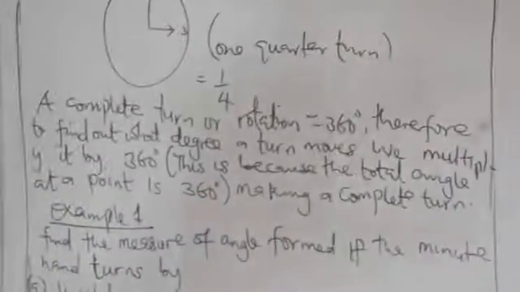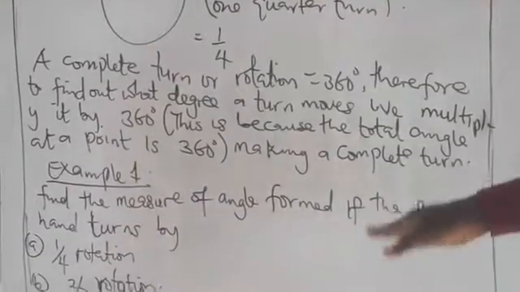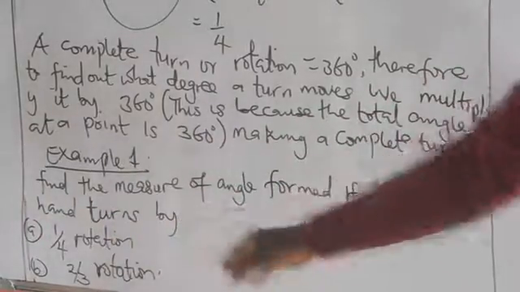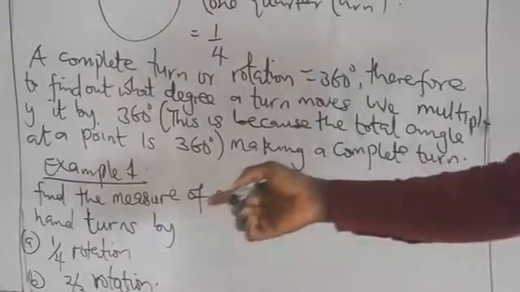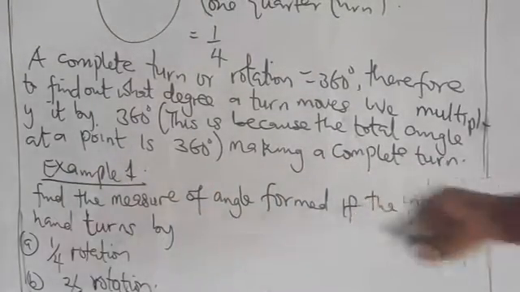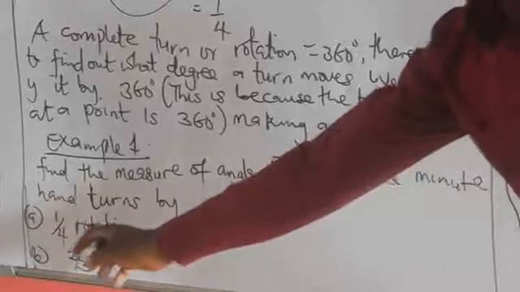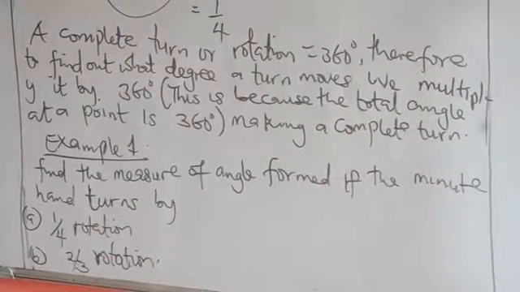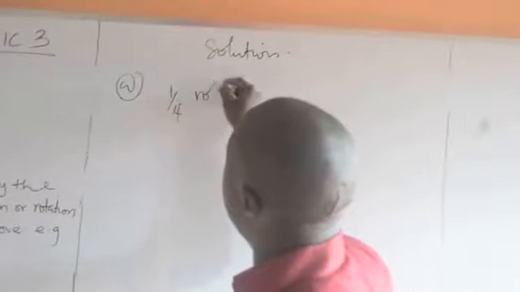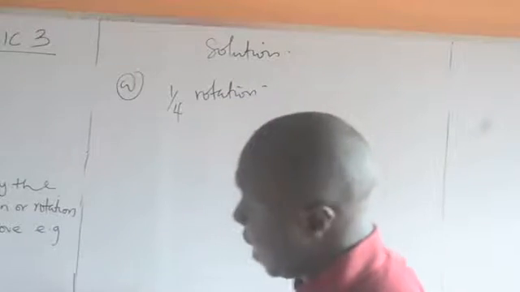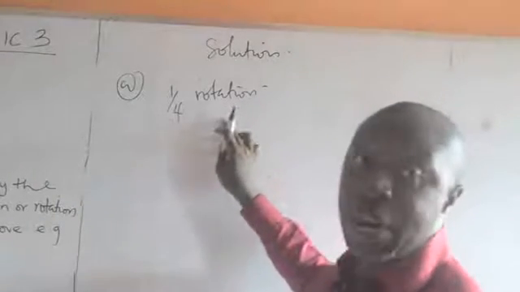Example 1. Find the measure of angle formed if the minute hand turns by a, 1/4 rotation, and b, 2/3 rotation. So we have the solution. Solution to the A part: 1/4 rotation. To get the measure of angles, what we are expected to do is to multiply by 360 degrees.